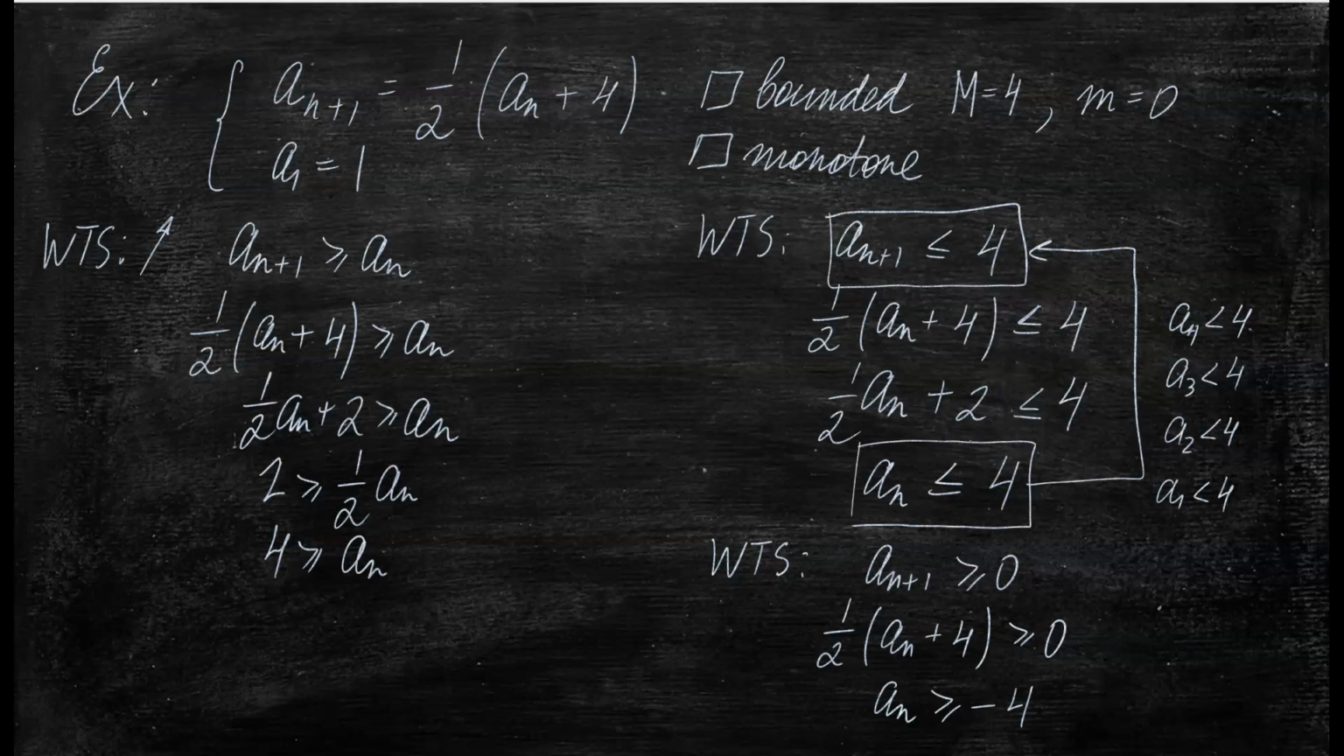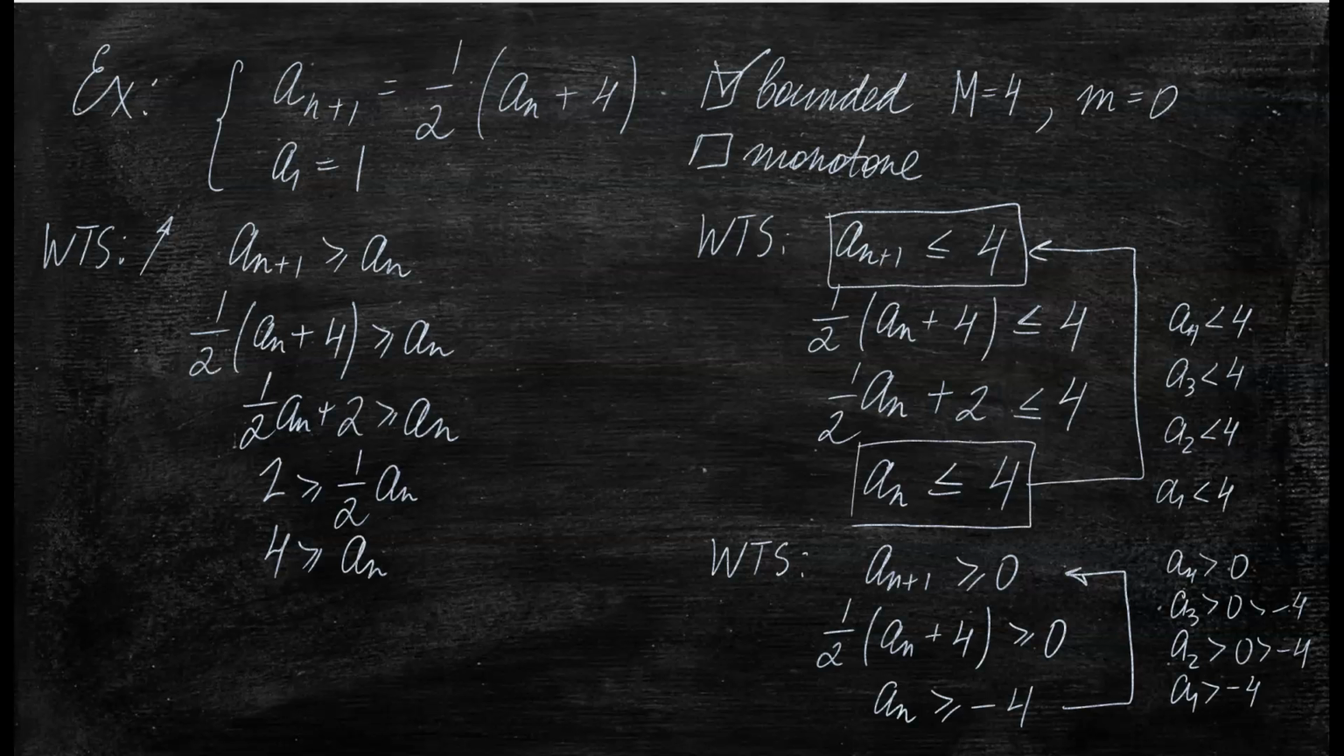So it says basically, as long as the predecessor is greater than -4, the successor will be positive. Now our first term is definitely greater than -4. So the second term is positive, but being positive means it's also greater than -4. Therefore the third term is positive, and so on. By induction, we created a convincing argument that all the terms are greater than 0. So the sequence is bounded.